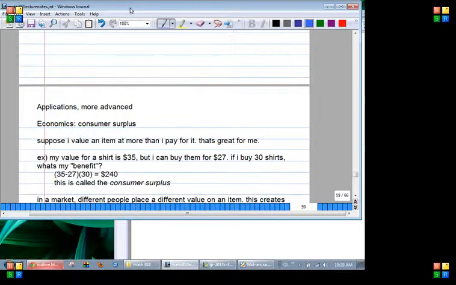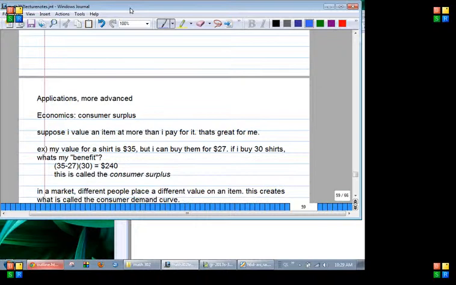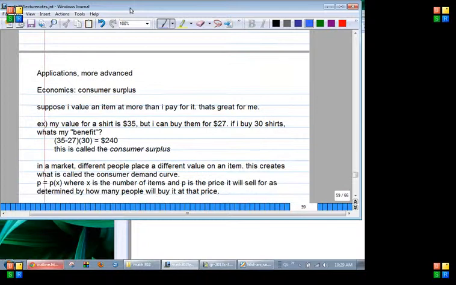Let's make it a little more interesting. So in a market, different people place different value on an item, or at least a different price they're willing to pay. This creates what is called the consumer demand curve. So mathematically, we say that P, which is the price, is P of X, where X is the number of items that are sold in the market, and P is the price it will sell for as determined by how many people will buy it at that price.